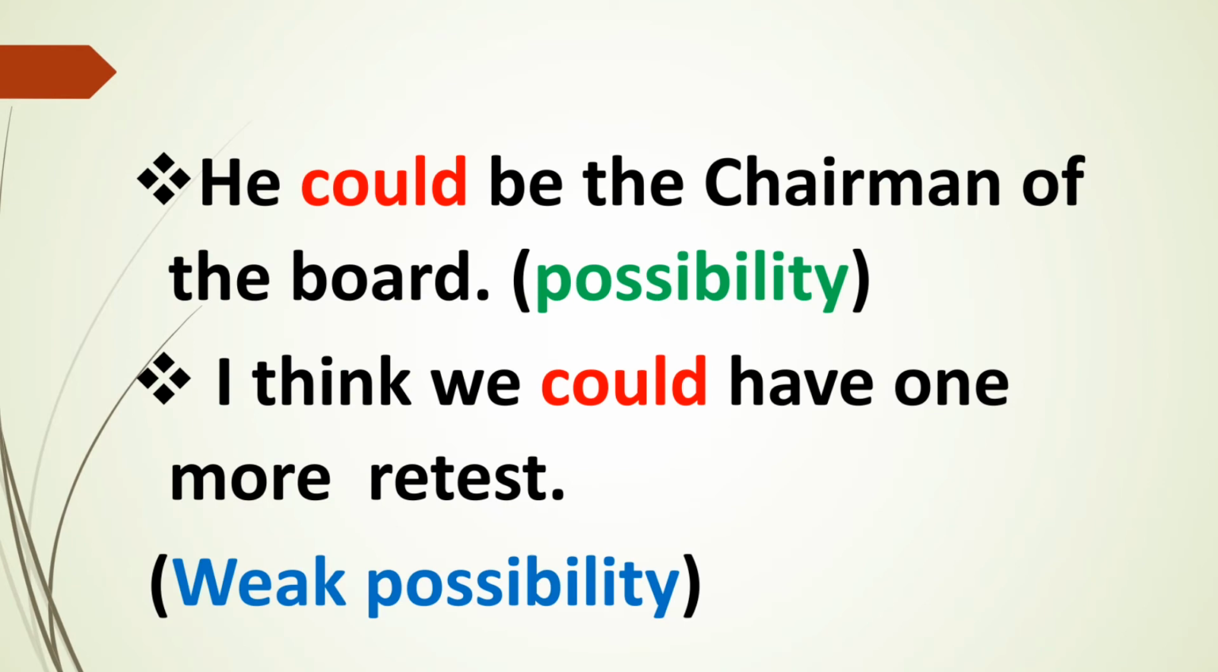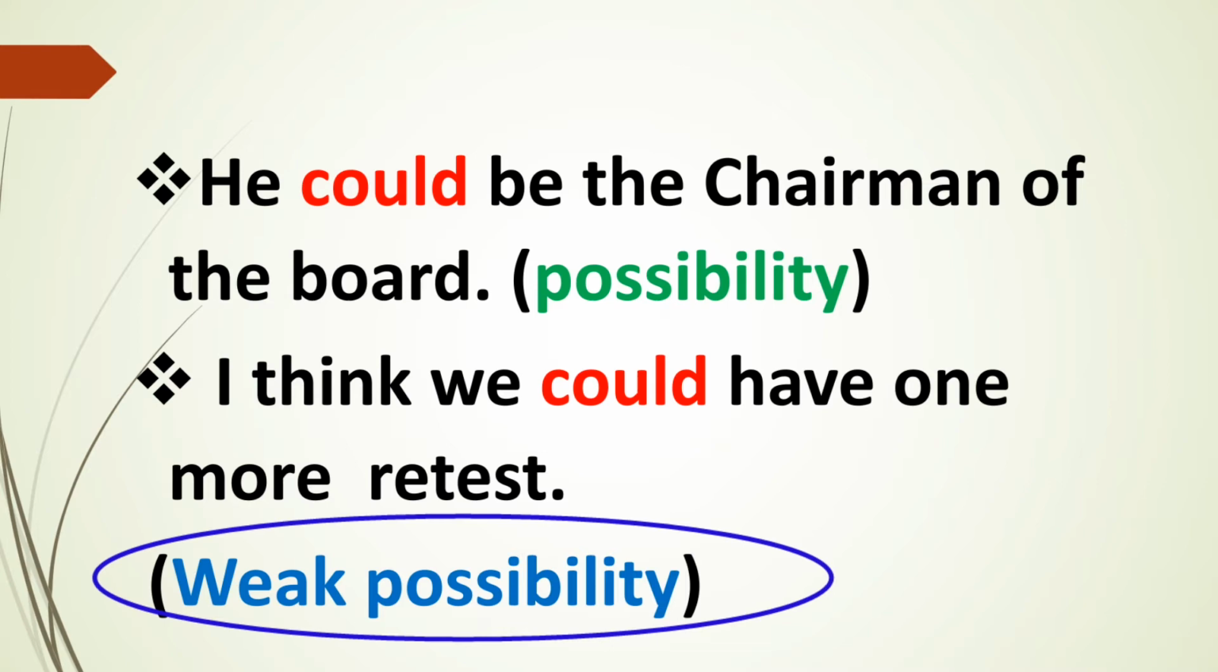Look at the given example. The given example is, he could be the chairman of the board, but the possibility is very less. Okay, as I told you already, 25% of the possibility is there. Like the same thing, I think we could have one more retest, but the possibility is very less to conduct one more retest. So the conclusion is, could is used for weak possibilities.